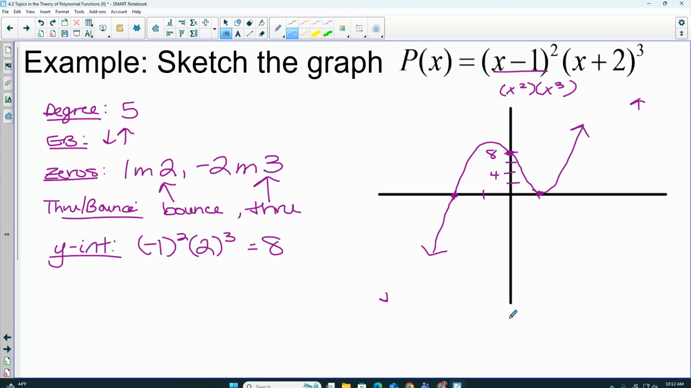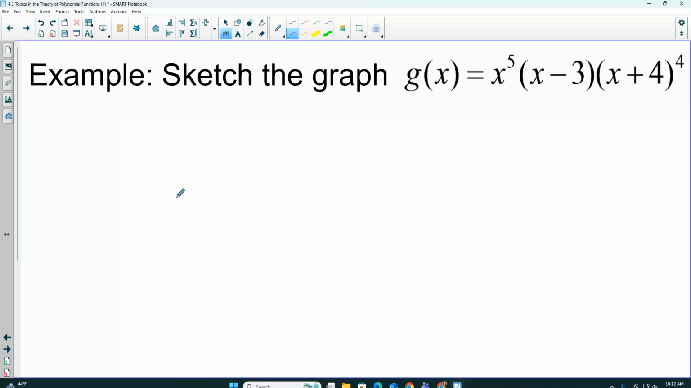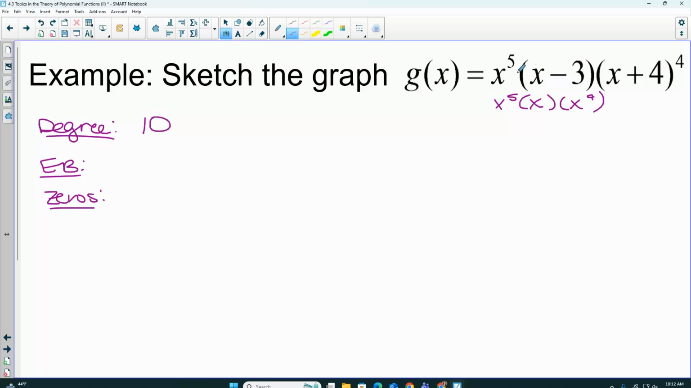Last one, and I'll let you guys start your homework. Okay, my degree. If I multiply this out, I have an x to the 5th times an x to the 4th. So overall, that's x to the 10. So degree is 10. There's not a negative in front, so it's not flipping. 10 is even, so it's like a parabola. So both ends are pointing up.